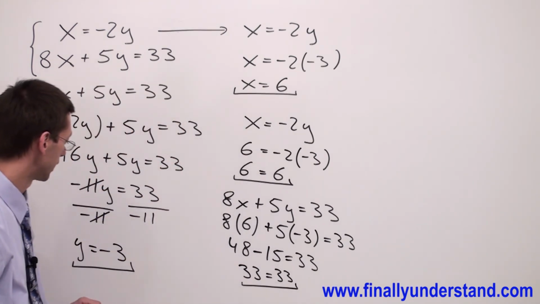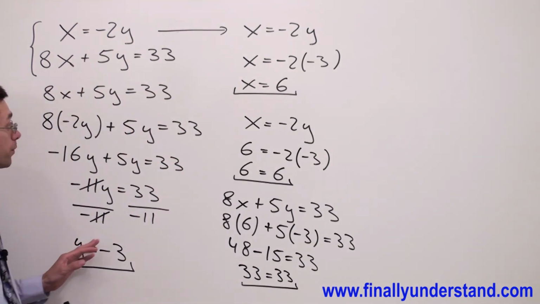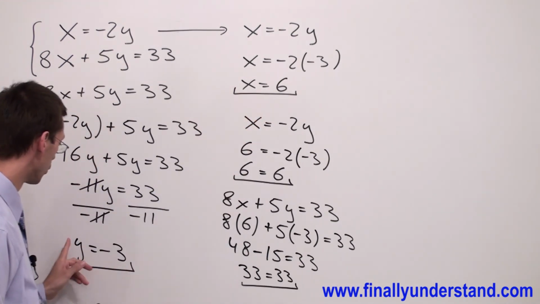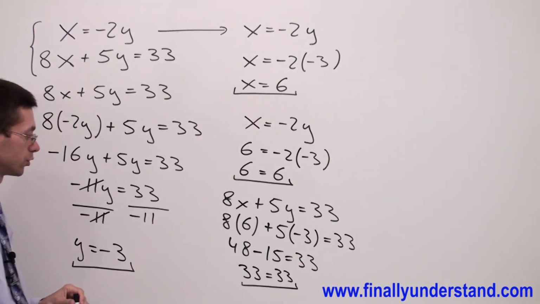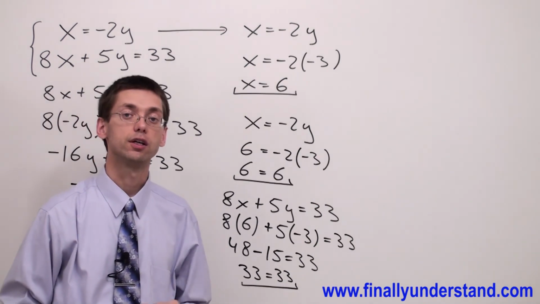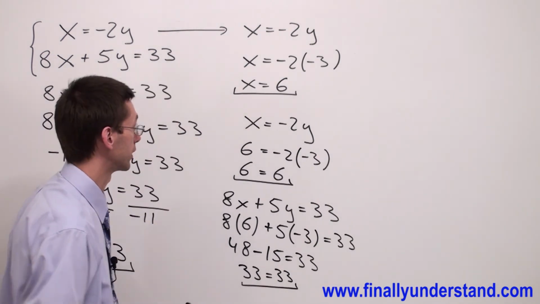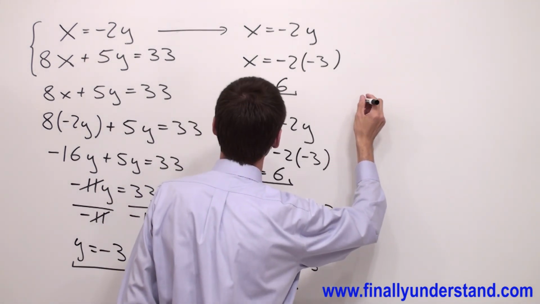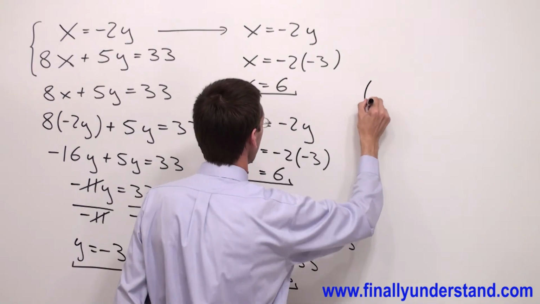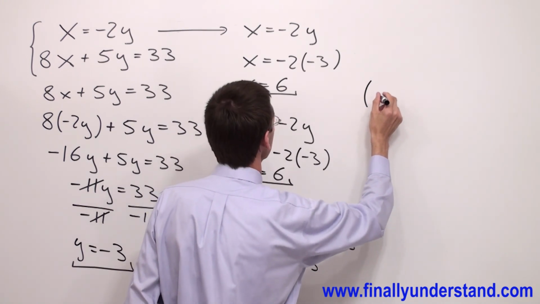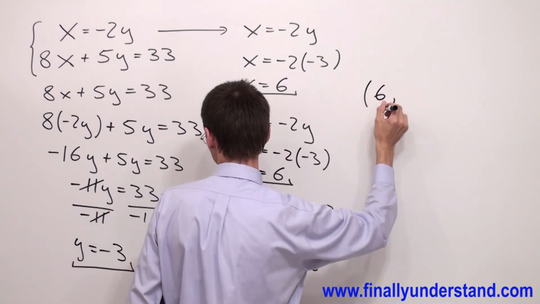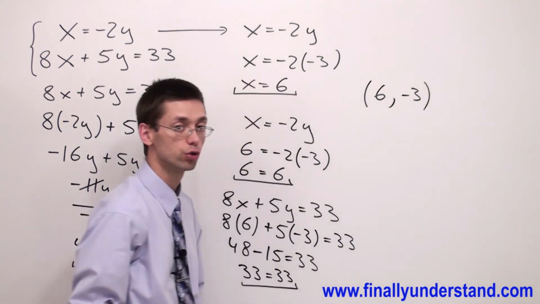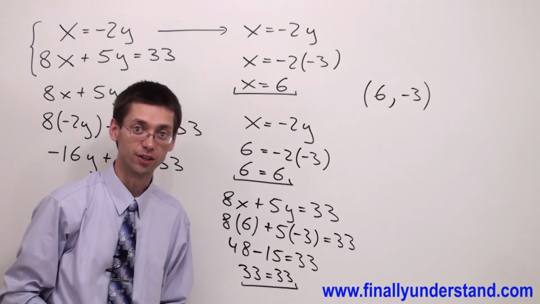So we can say that these two values, the value of x equals 6 and y equals negative 3, these are the correct answers. So I can write the final solution and say that the ordered pair x equals 6 and y equals negative 3 is the solution to this system of linear equations.